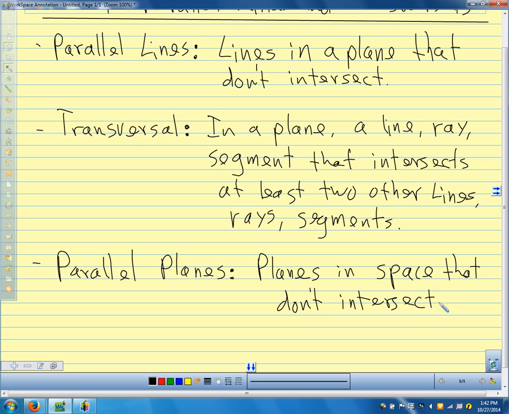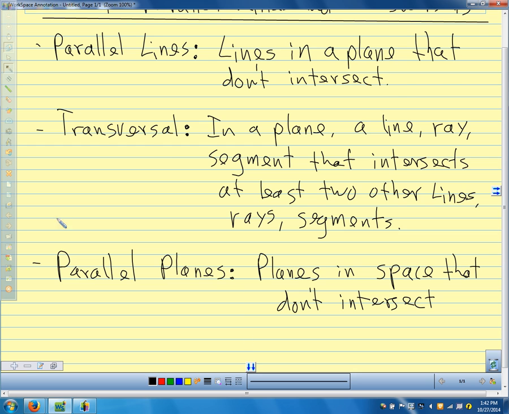So in the room, what would be examples of parallel planes? How would we visualize parallel planes? What's that? The desk and the floor. The top of the table and the floor. Parallel planes don't intersect. The ceiling and the floor. The two side walls. All right.